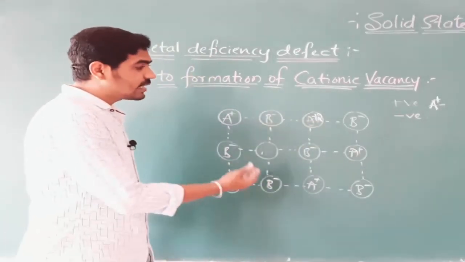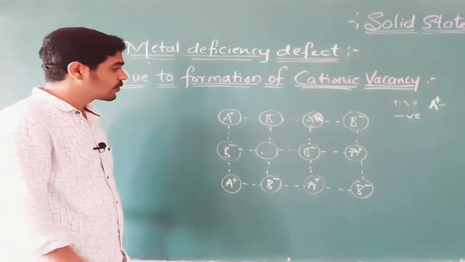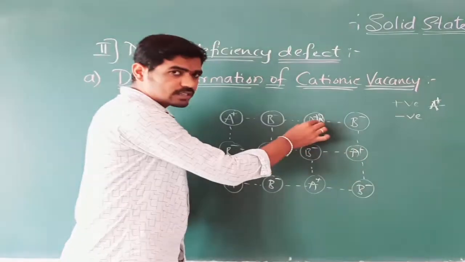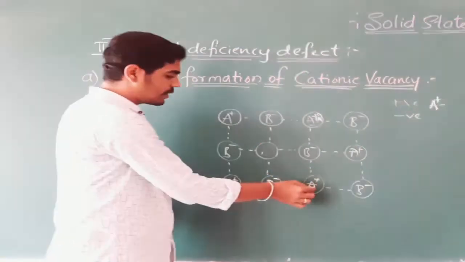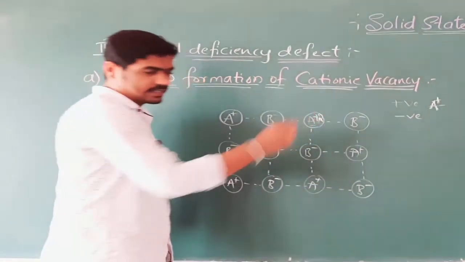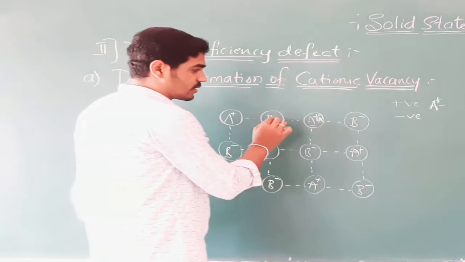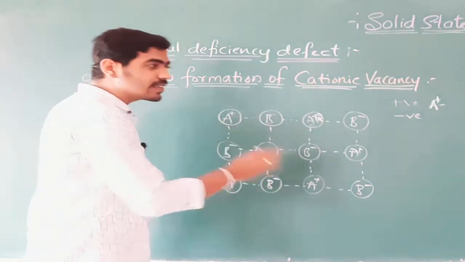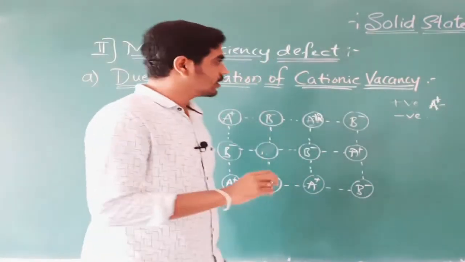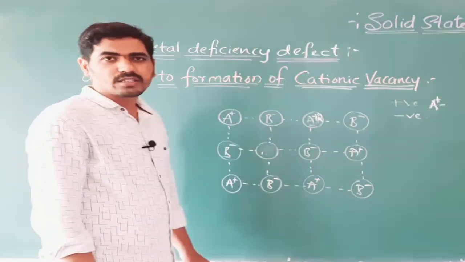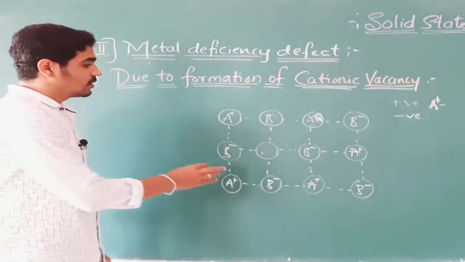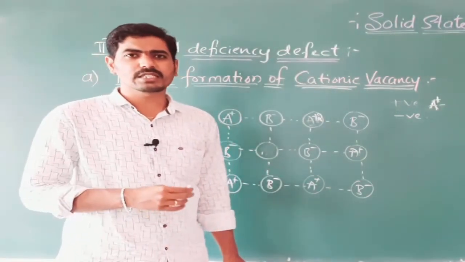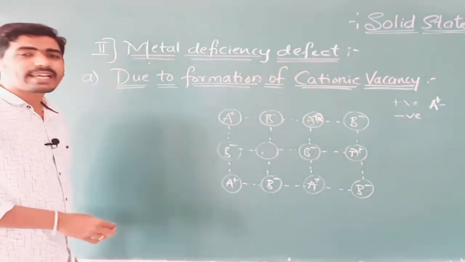Now what would be the number of positive and negative charges? Again 1, 2, 3, 4 and here 2 positive charges, so totally 1, 2, 3, 4, 5, 6. And how many negative charges? 1, 2, 3, 4, 5, 6. And hence the electrical neutrality is maintained and also the defect arises in this crystal lattice. This is how we see the formation of metal deficiency defect due to the formation of cationic vacancy.